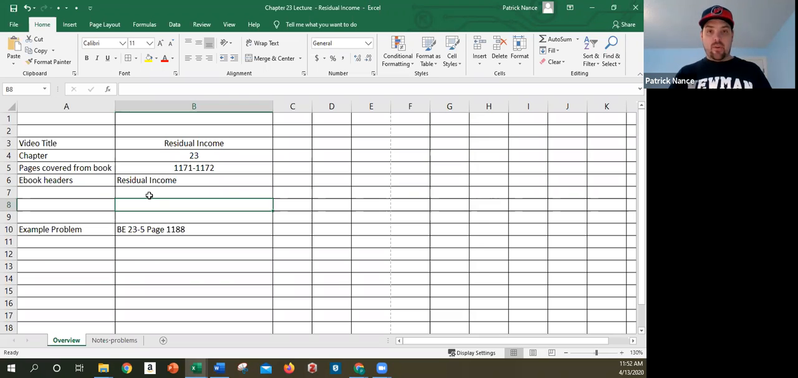So first of all, is it making the hurdle? Because if it comes out negative, the answer is no. But if it is, how much beyond? That's the residual part. How much beyond that percentage are we actually making?